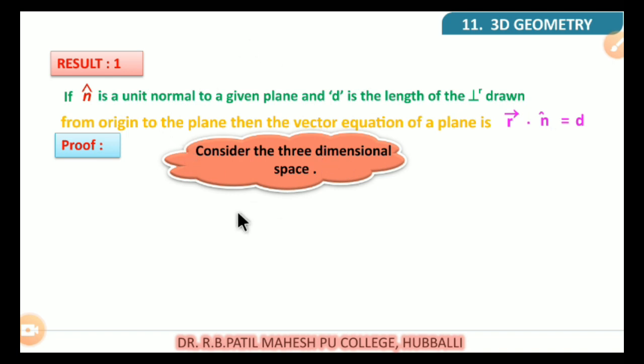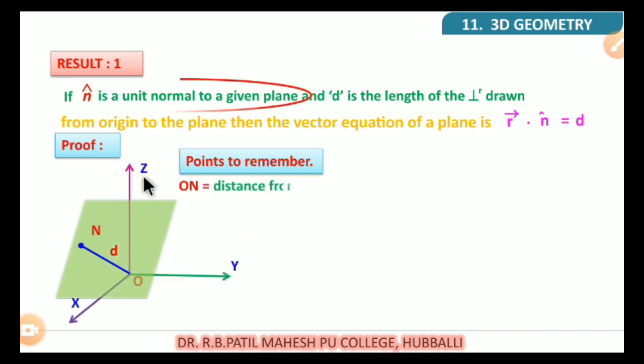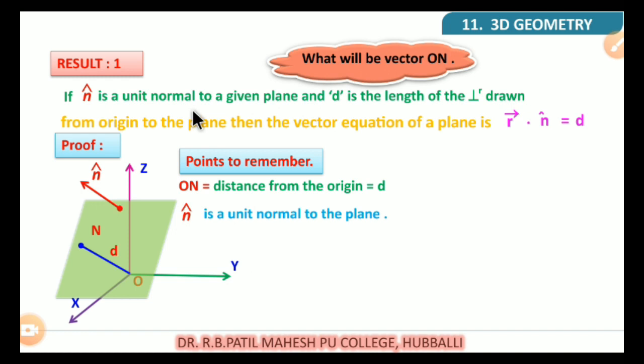Now consider 3D space. X, Y and Z axis are there. So this is the origin. n cap is a unit normal to a given plane. So now what is ON? Distance from the origin means this plane is at a distance d from this origin. So N is a point on the plane here, right? From that the distance is d. N cap is unit normal to a given plane means that n cap is exactly perpendicular to this plane. So this is a unit normal to the plane.